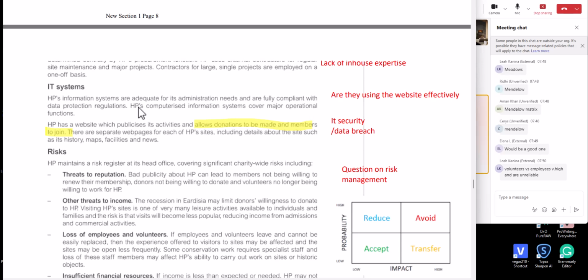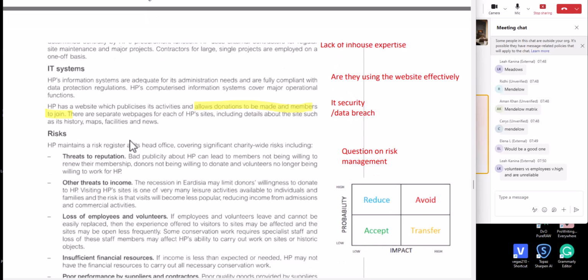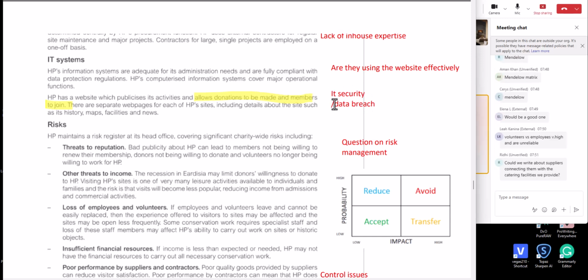Also, when you're taking donations, you can be using credit cards, name and address of members. So it opens up a question about IT security, data breach risk, IT controls, IT security controls, data breach. So make sure you know about that, right?